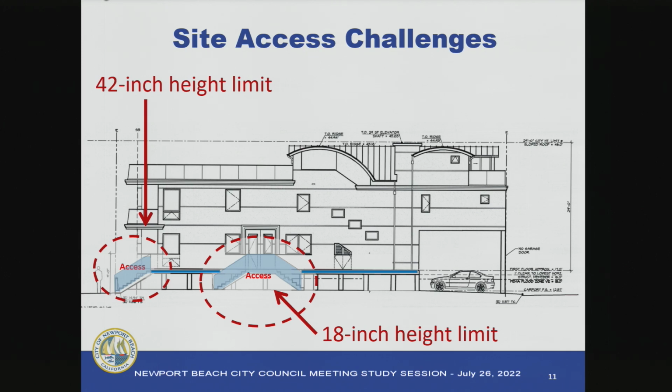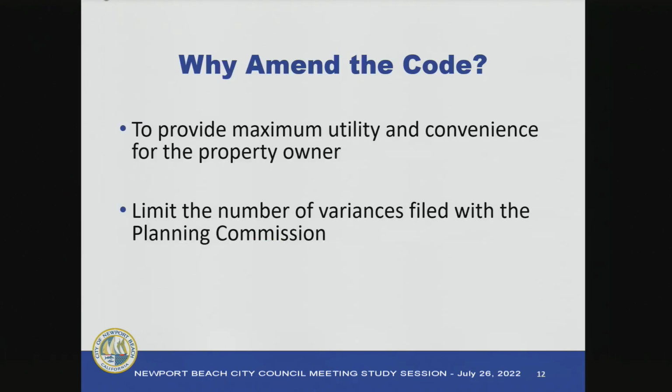In order to build something like this today, an applicant would be required to obtain a variance from the Planning Commission. So why amend the code? We're seeking to amend the code to provide maximum utility and convenience to the property owner. We also think that it might limit the number of variances that are filed with the Planning Commission.